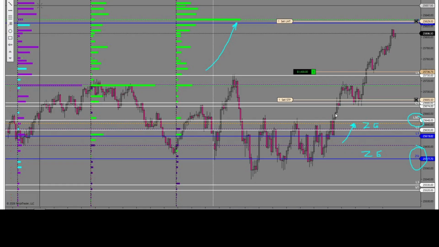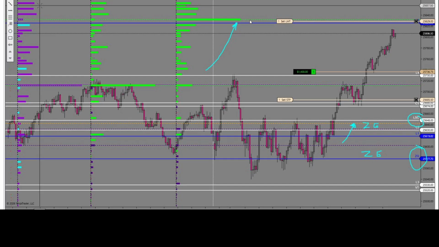You can take a long here and get out of part of your position at this level. But if you didn't take this position, you can wait for a pullback, retest this level, and go long after breaking this little channel, and get out of your position here at this L4 or let it run to this level. This is both levels, 0 DTE and 0 DTE levels.